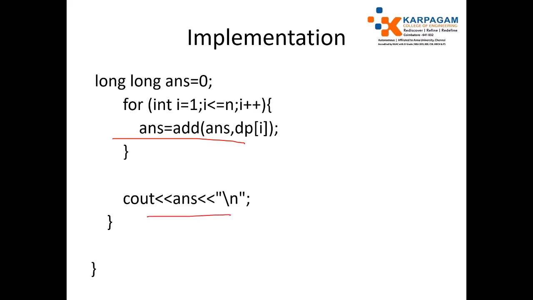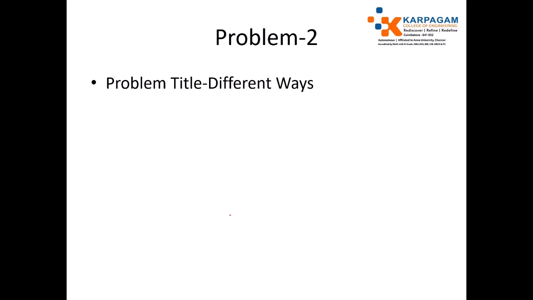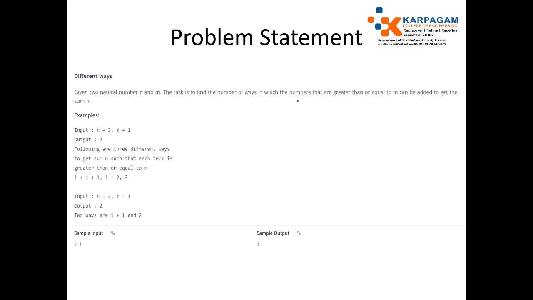This is a complex problem. Okay, let's start to read the second problem. The problem title is Different Ways. I will read the problem statement. Given two natural numbers n and m, the task is to find the number of ways in which numbers that are greater than or equal to m can be added to get the sum n.